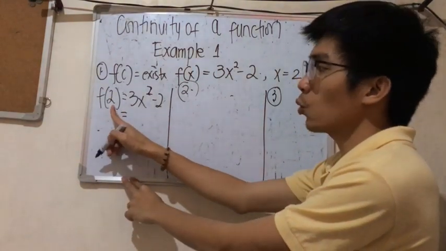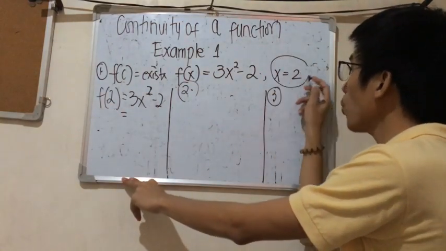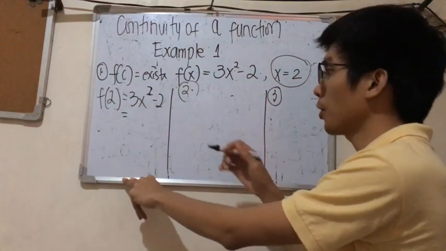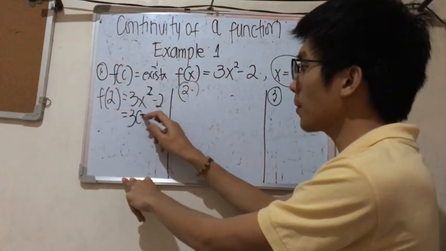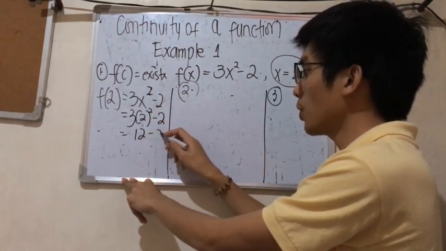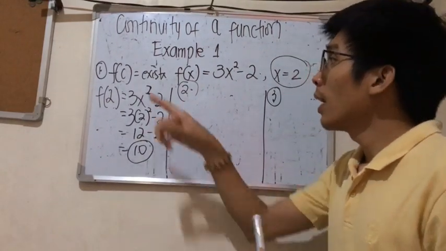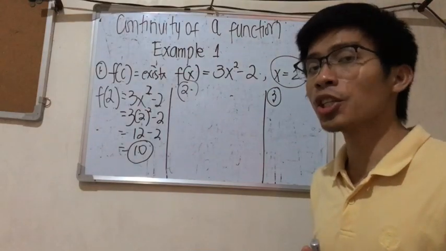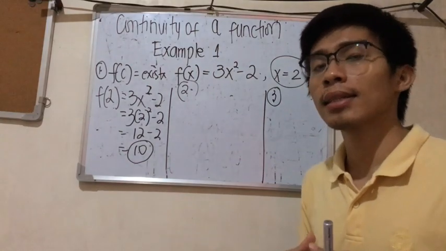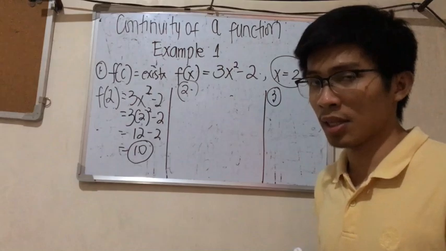So by simply substituting 2 here, again, where did we get our 2? At the point where we are trying to investigate or evaluate our function. So it will become 3 times 2 squared minus 2. That is 12 minus 2, and that is 10. Question: does f of c exist for condition number 1? Yes, f of c exists, and that is 10. There is still a chance that the function is continuous.